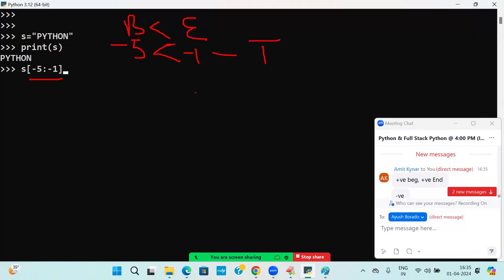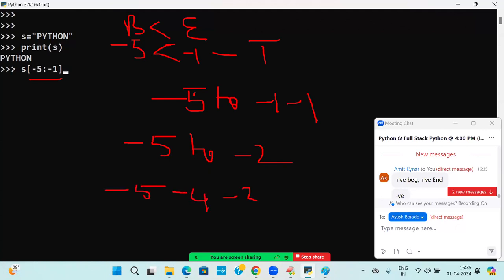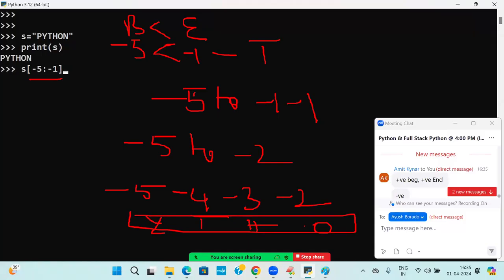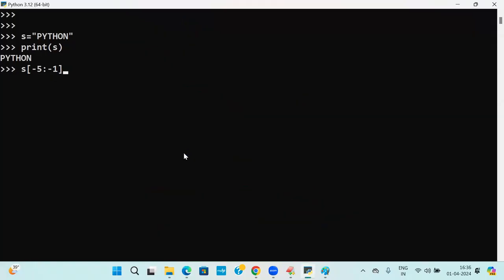True. What is the data coming? Minus 5 to minus 1, minus 1 is the end index, so minus 5 to minus 2. That means minus 5, minus 4, minus 3, minus 2. What is the answer now? Come on. YTHO. This is the data we are getting.